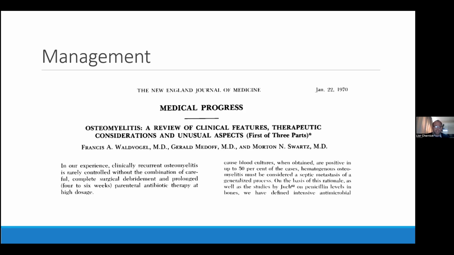And he concludes essentially that the principles of management involve complete surgical debridement, prolonged therapy, 4 to 6 weeks, ideally parenteral, at a high dosage to achieve high bone levels, essentially the same tenets that apply today. But what was interesting to note is that the bulk of this was based on expert opinion and a few observational trials. So very little in the way of randomized and controlled data to inform how we manage this condition.